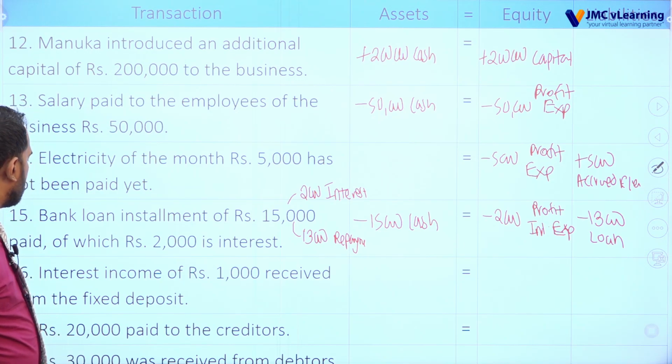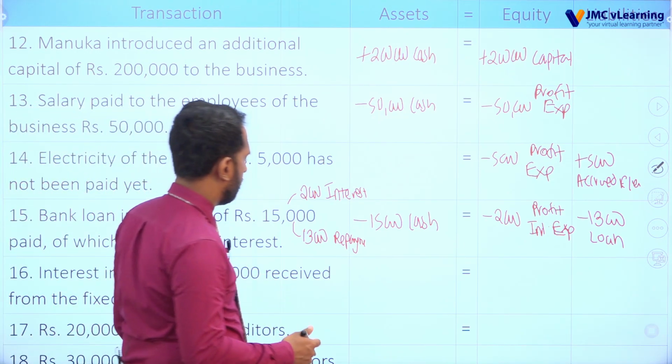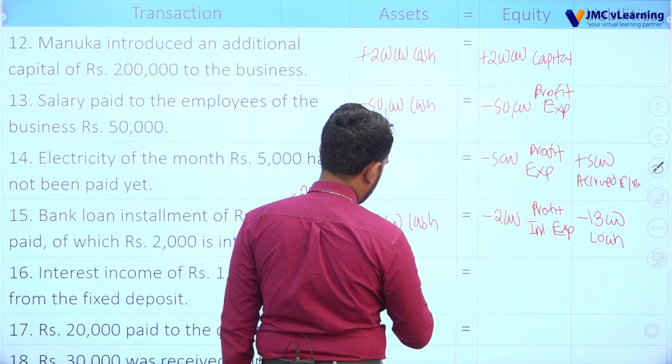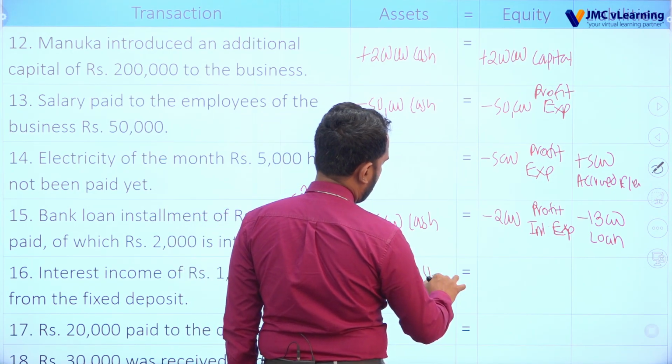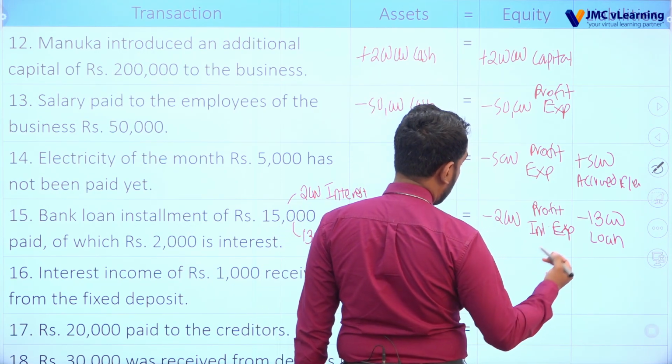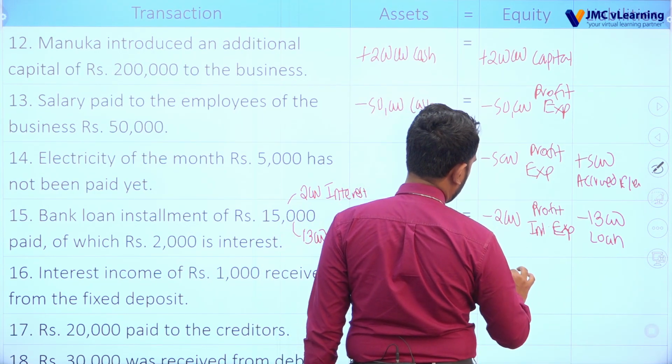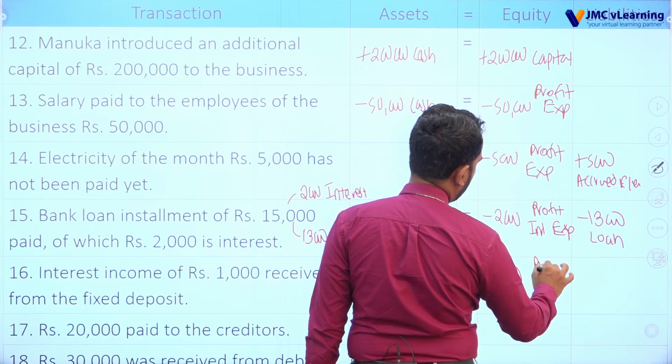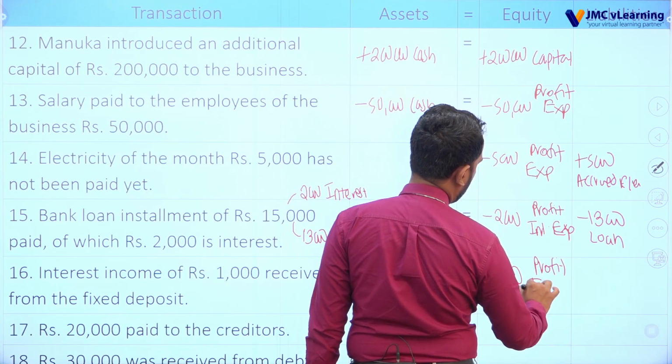Interest income of rupees 1,000 received from the fixed deposit. When you are receiving income, definitely the cash balance will increase. And this interest income will definitely increase the profit. So plus 1,000, profit will be increased due to the interest income.